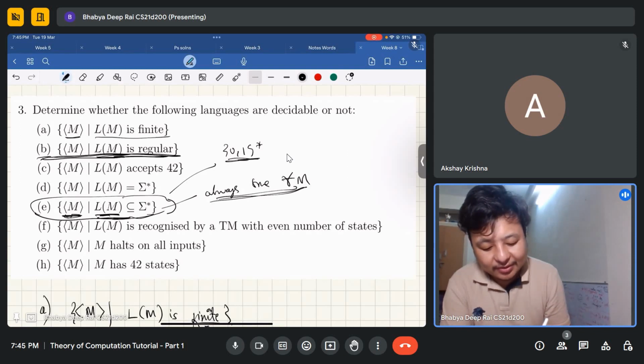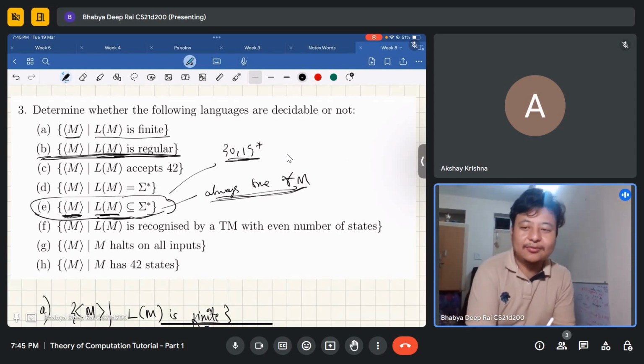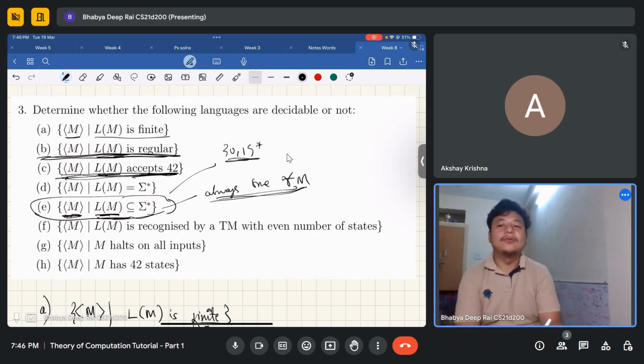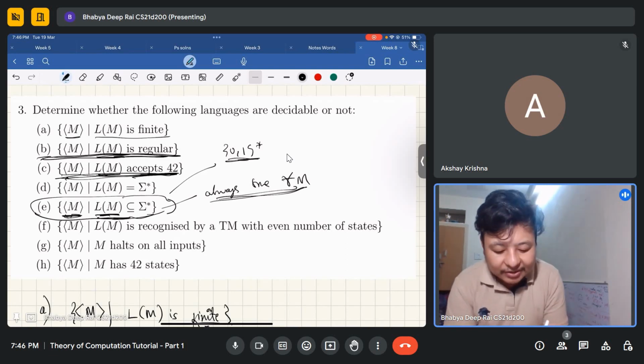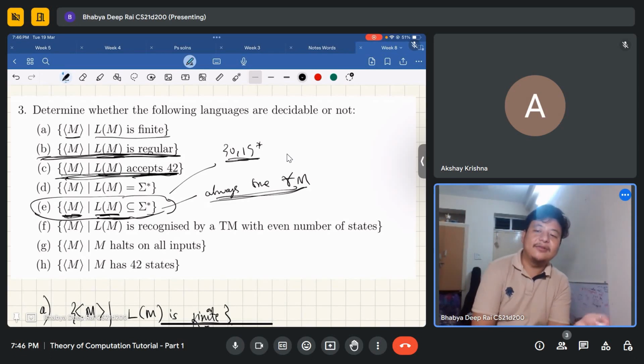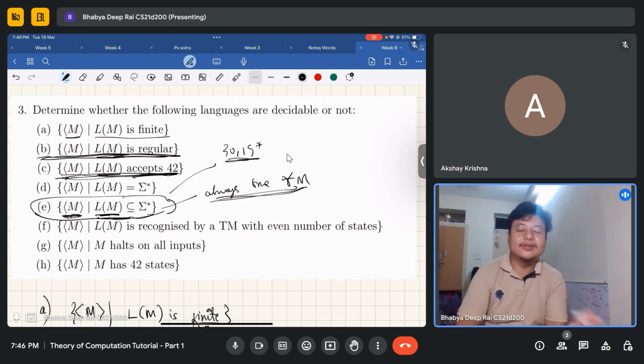So let's do a final one. All the machines such that the language of M accepts 42. All those machines such that the language of the machine contains 42, or the machine accepts 42. 42 belongs to the language, in other words.